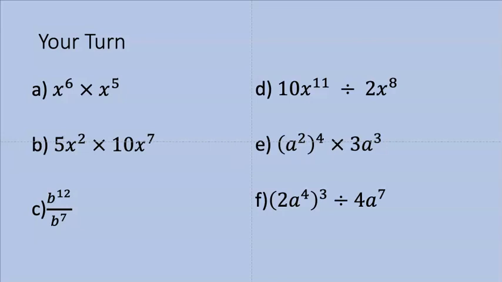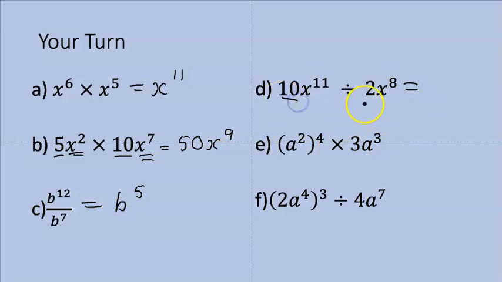Okay, now let's go through the answers. So for A, x to the 6 times x to the 5, that is 6 plus 5 is 11. B, 5x squared multiplied by 10x to the 7, highlight the numbers, 5 times 10 is 50, x to the 2 multiplied by x to the 7 gives me x to the 9. C, 12 take away 7 gives me 5, so it's b to the 5. D, 10 divided by 2 gives me 5.